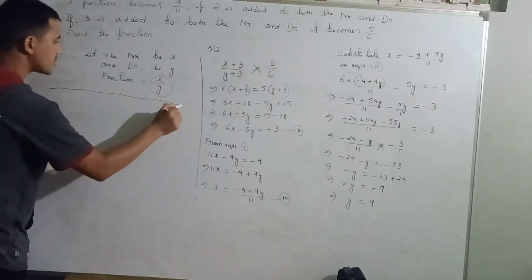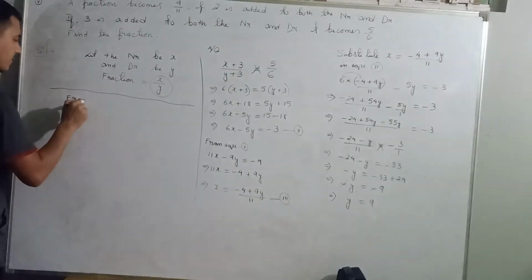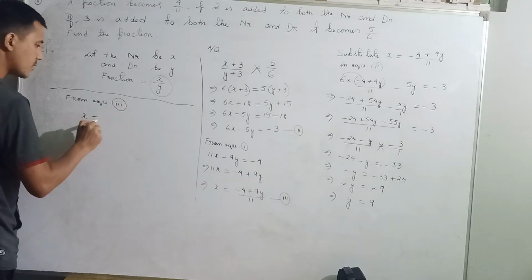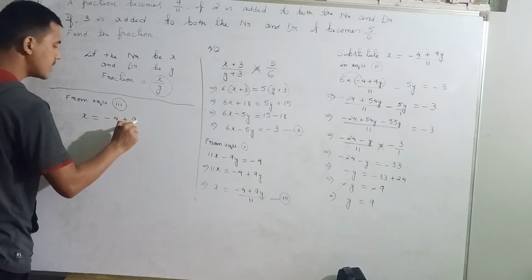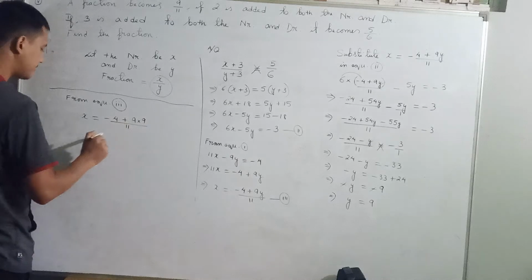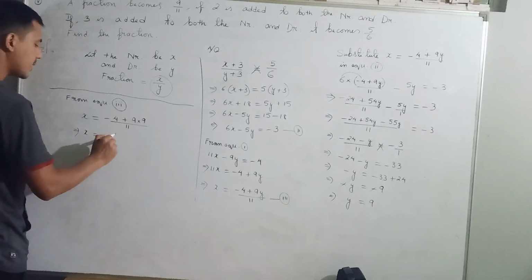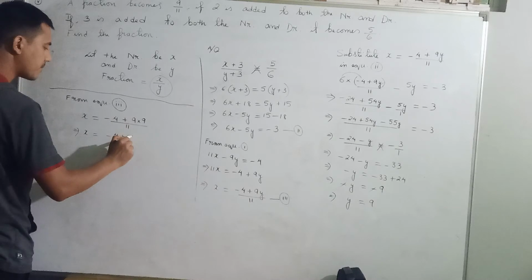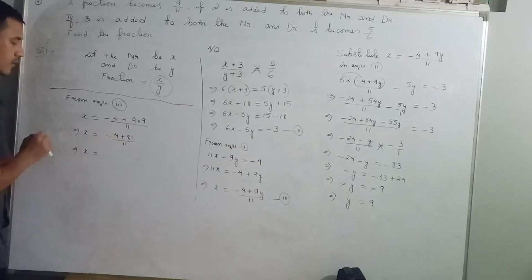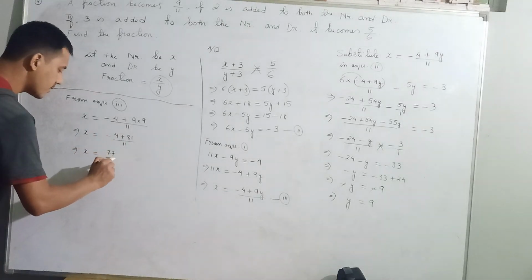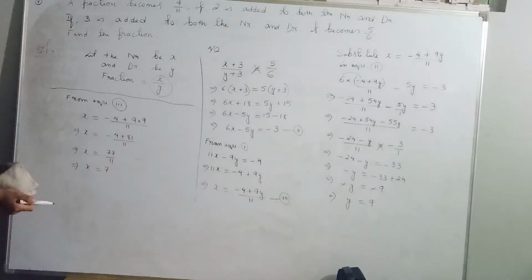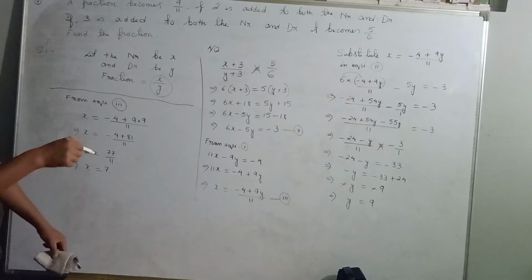Now the last part of the question, from equation 3. Your equation 3 is x equals minus 4 plus 9 times y, upon 11. Your y is 9, right? So x equals minus 4 plus 9 times 9, which is 81, upon 11. So what is 81 minus 4? 77. That gives you x as 7. So x is your numerator, 7. Y is your denominator, 9.